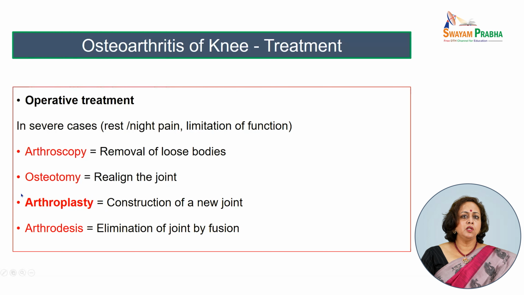One very commonly used method is arthroplasty, which you may have heard of, wherein the entire joint is constructed newly by an artificial prosthesis. And arthrodesis was earlier done, wherein there is elimination of the joint by fusion. So they fuse the knee joint and you can no longer move it by flexion. It becomes straight in one position itself, usually kept in extension.